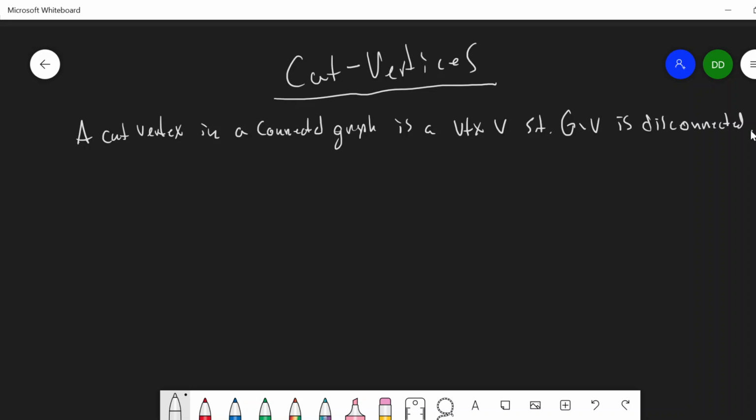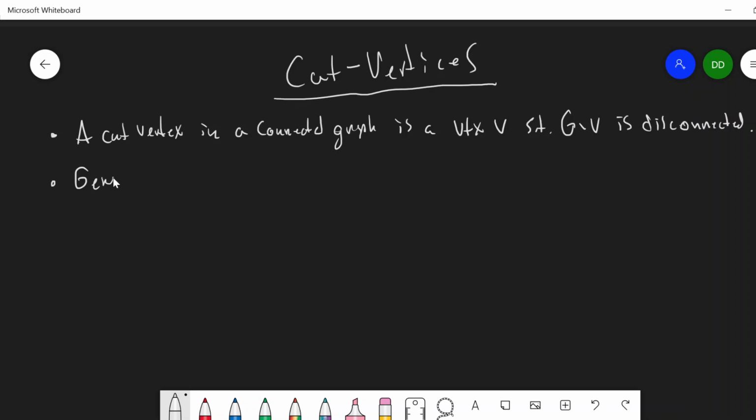So what we're really looking at here are graphs. The big idea with this section is we're looking at graphs that are sort of minimally connected. They're connected, but they contain these cut vertices. And so the removal of any one of these cut vertices disconnects the graph. So in that way, they're sort of minimally connected. So this is the case for a connected graph.